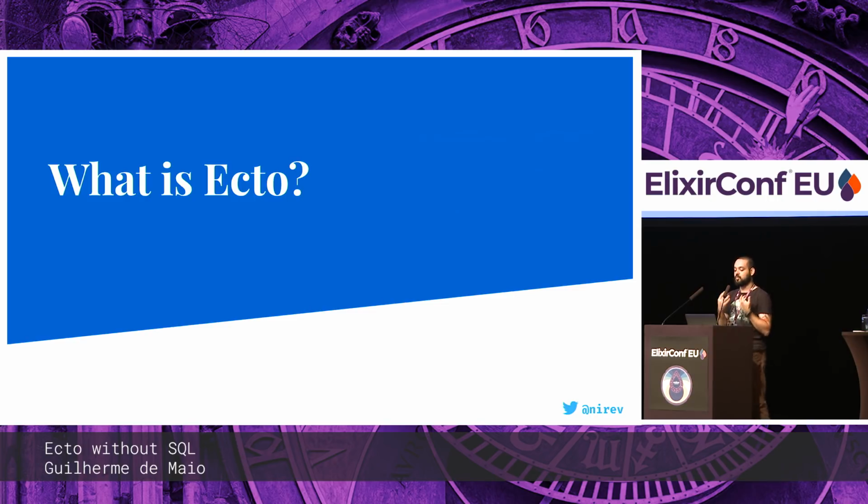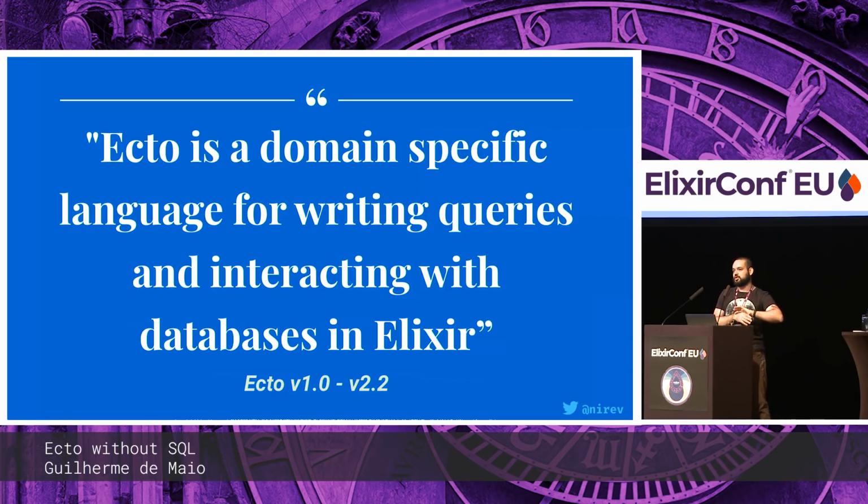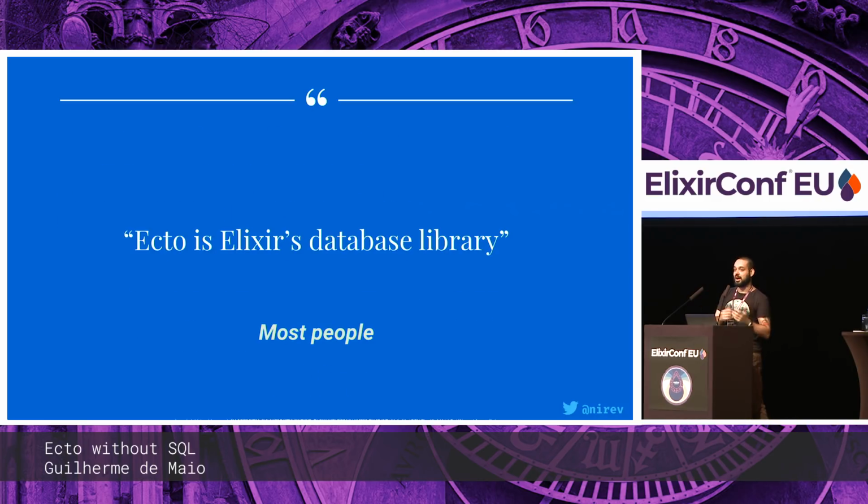So, let's start. What is Ecto? I think to explain that, I'd like to first see how Ecto presents itself. Up to version 2.x, if you went to Ecto's GitHub and you read the first phrase on the README, it said that Ecto is a domain-specific language for writing queries and interacting with databases in Elixir. So you can notice that there's a lot of emphasis on the database parts of things. So it's quite common for Ecto to just be called an Elixir database library. And I said that also in the past.